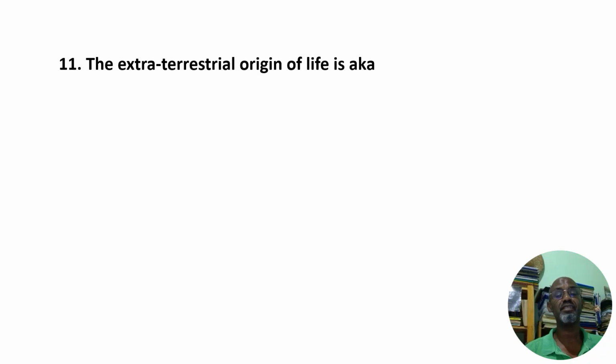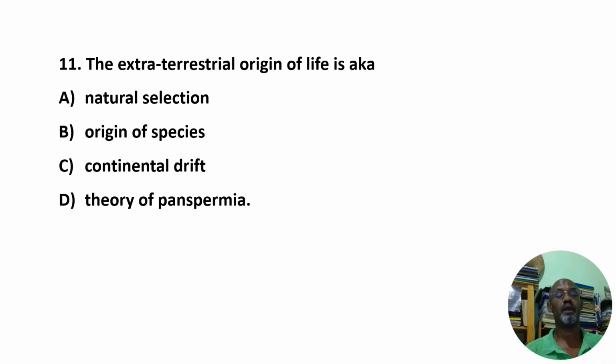Question number 11. The extraterrestrial origin of life is also known as the theory of panspermia or the spore theory. A. Natural selection. B. Origin of species. C. Continental drift. D. Theory of panspermia. Panspermia means some living components are brought by some flying objects from outer space, from somewhere. Terrestrial origin.